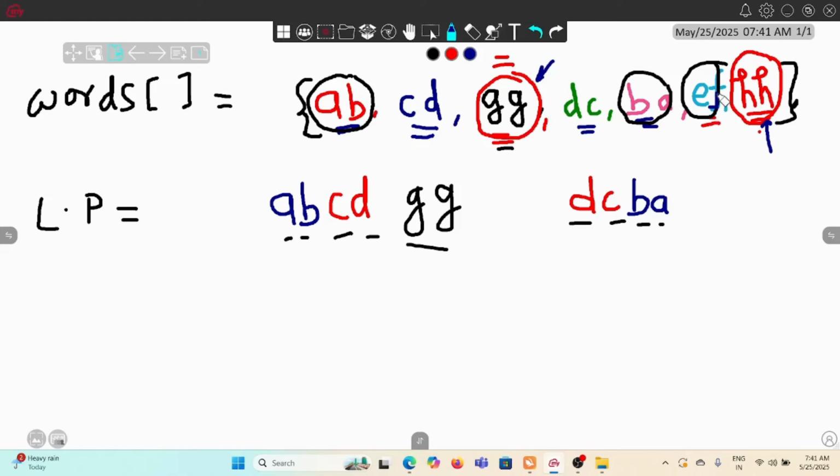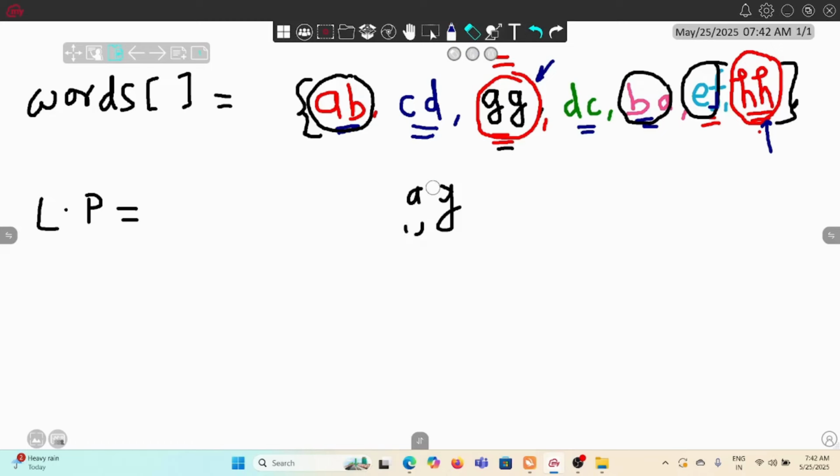Now the next thing is how to do this. As we know, we have only 26 characters, so either we can use a hash map to count the frequencies of the equal and opposite words, or we can use a 26 by 26 size 2D array. It's better to use constant space, so we can use a 26 by 26 size constant array.